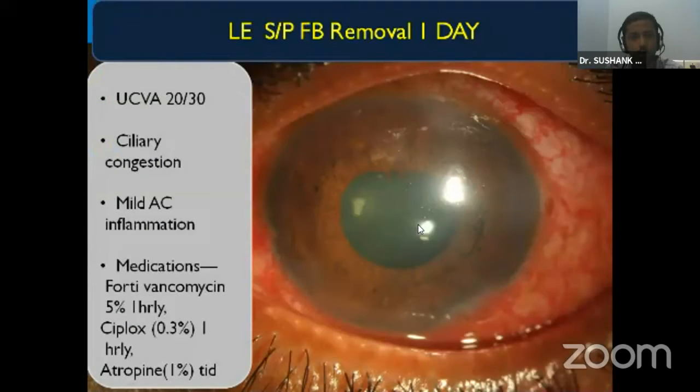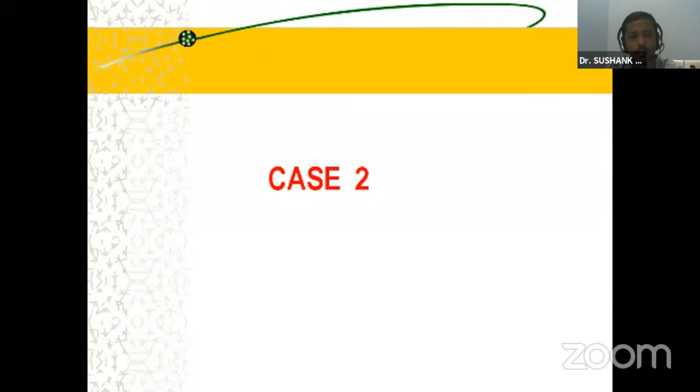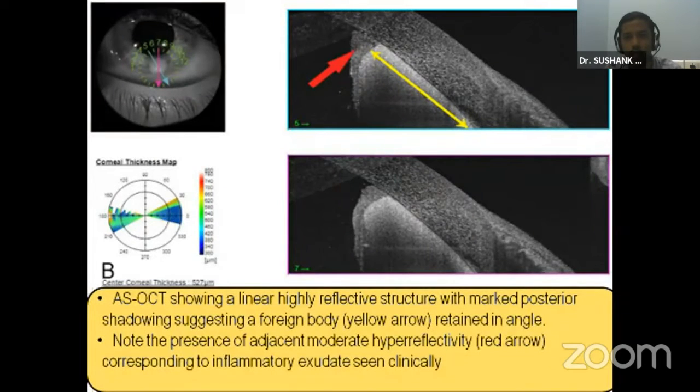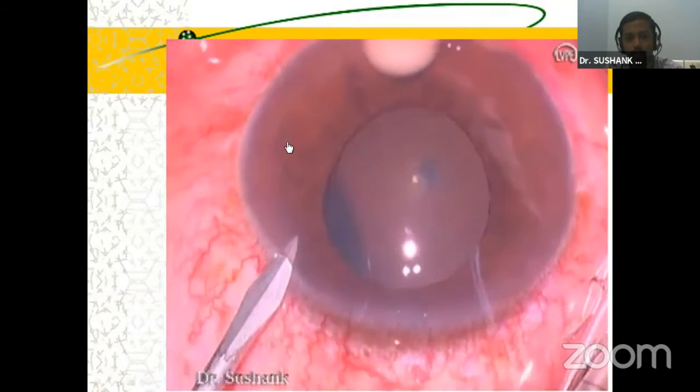Post-op day 1, vision improved to 20/20, and the patient was given empirical therapy. This is the second case presented to us with an inferior anterior chamber endo exudate at 5 to 6 o'clock hour. And ASOCT detected one foreign body with hyperreflectivity, which was surrounded by moderate hyperreflectivity, shown with the red arrow, suggestive of exudate surrounding it. So this is the video for the same.